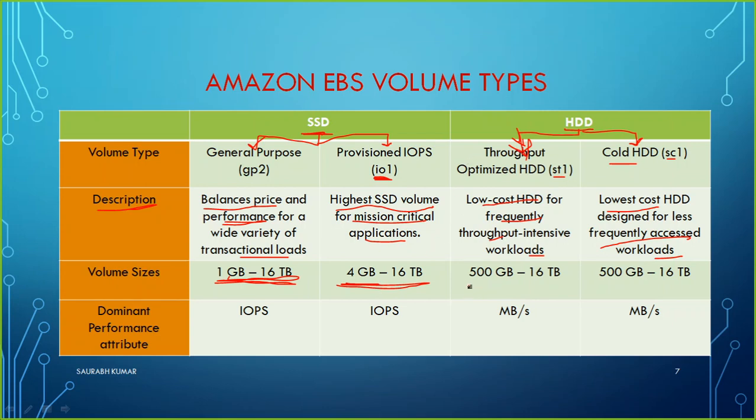It can support a minimum of 500 GB. Maximum is also 16 TB here. Maximum is 16 TB everywhere. Minimum here is also 500 GB. So what is the main use of it? The dominant performance attribute: this one, GP2, we use for better input output per second. This one is also providing us input output per second, but these two are providing us Mbps throughput.